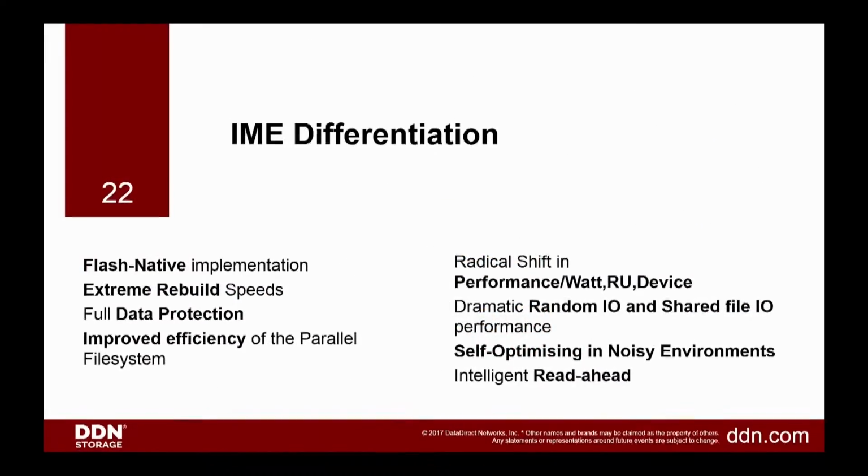I'm going to finish there. So let me say that there's very good reason and technical detail behind why we see these quite incredible numbers sometimes for random I/O and shared file I/O. But that's not all the story. We've got a big improved efficiency with IME and a lot of different benefits which we'd like to talk to people about. Thank you.